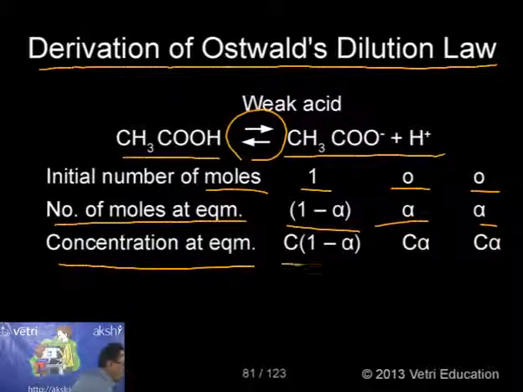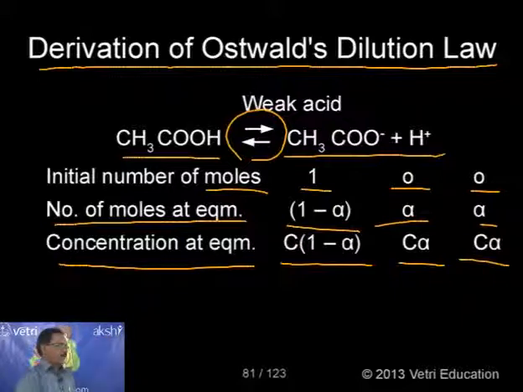So C into 1 minus alpha will be the concentration of acetic acid, C alpha is the concentration of acetate ion, and C alpha is the concentration of H plus ion. Let me repeat again. C into 1 minus alpha will be the concentration of acetic acid at equilibrium. C alpha, the concentration of acetate ion. C alpha, again, concentration of H plus.